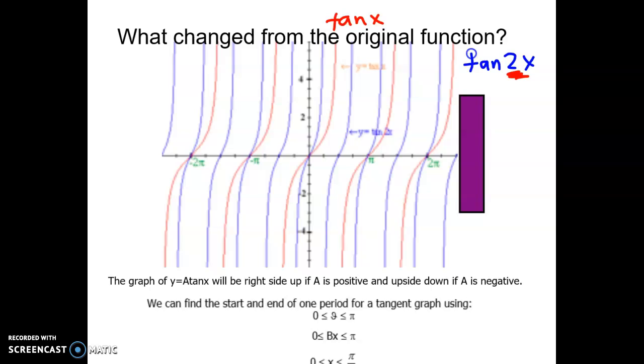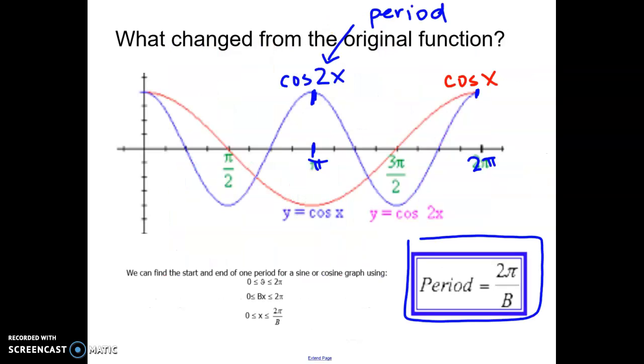Now, I want you to be careful here. The period formula for tan is just pi over B. That's because the original period of tan was pi, so I'm taking pi and just squishing it by your factor of B. So the period is different for tan than it is for sine and cosine. Just keep that in mind.